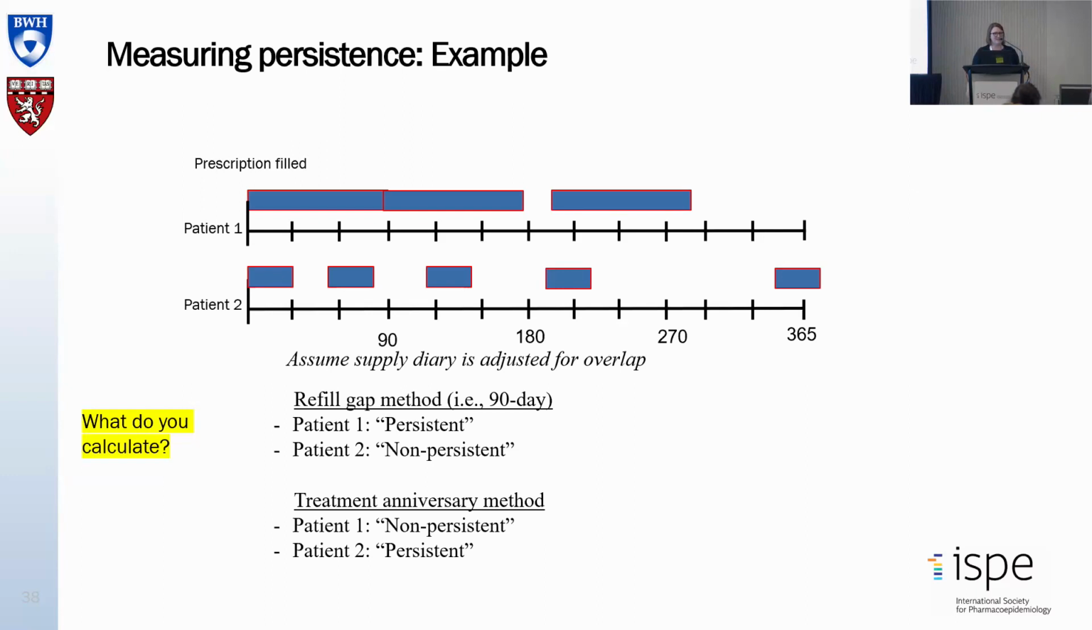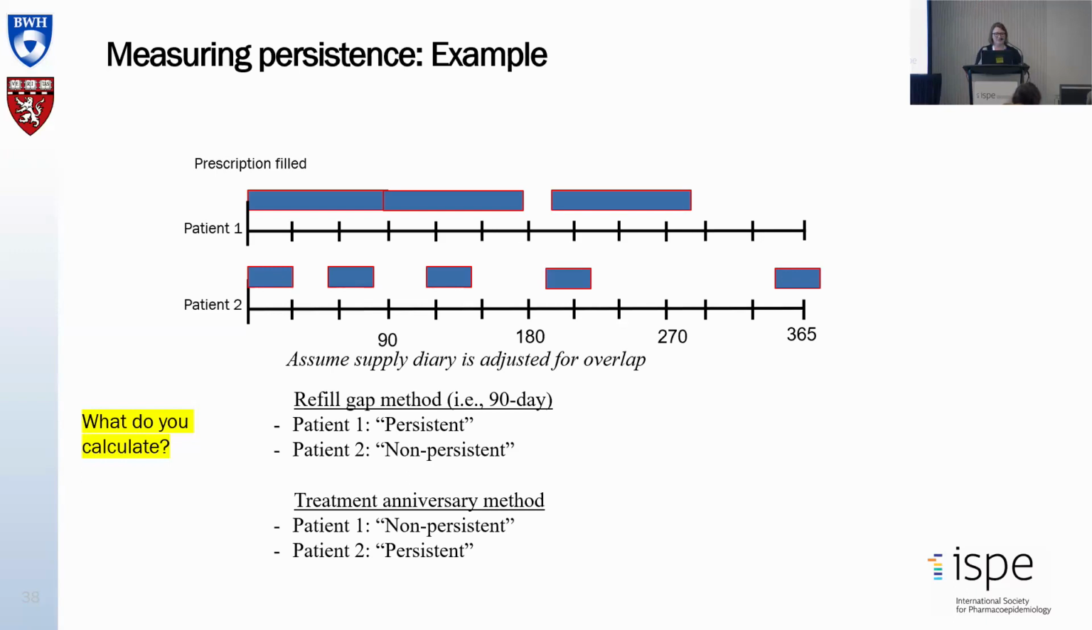Who says persistent? Yeah, hash marks are 30 days. Thank you for clarifying that. Who says persistent? Who says non-persistent? Great, so we're all on the same page. That patient is classified as persistent because we needed 90 days in order to determine that they were non-persistent.